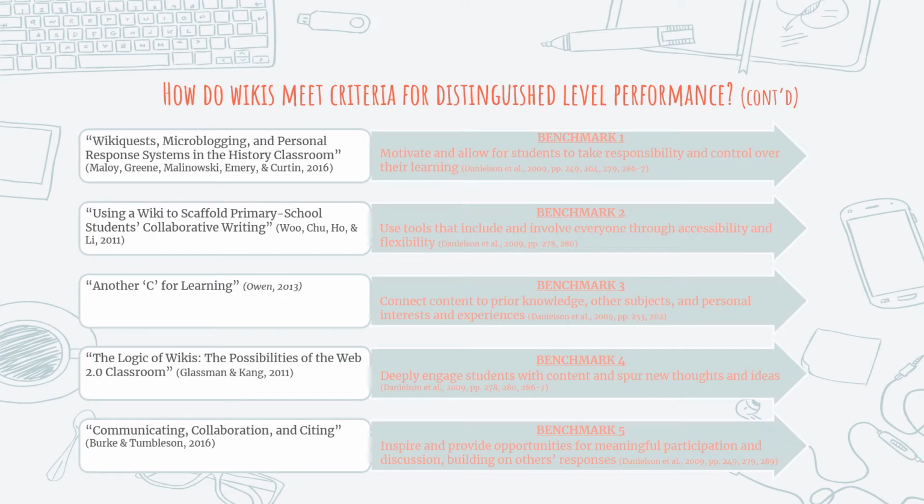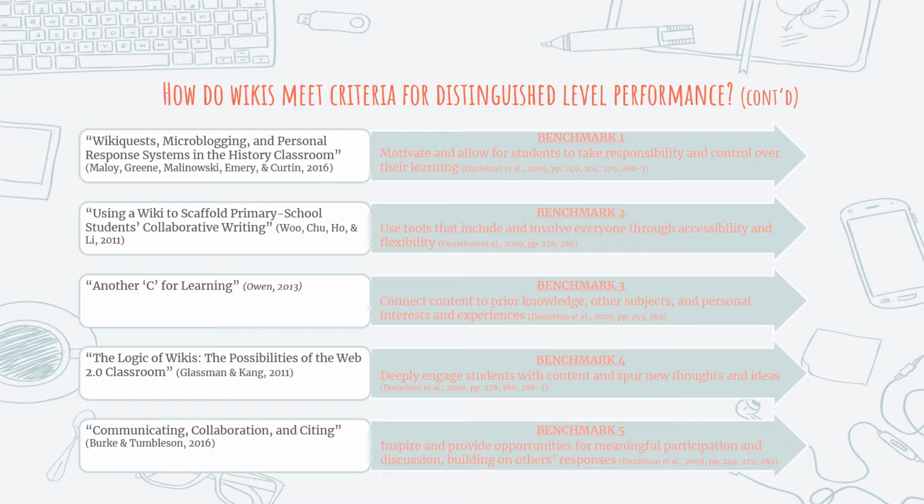These benchmarks were evident in more than one article in the research, but for the sake of conciseness, just one article is shown as an example. The article aligned with Benchmark 1, WikiQuest Microblogging and Personal Response Systems in the History Classroom, states that wikis shift the teacher's role from expert in charge to supporter and facilitator, giving students more responsibility over their learning.